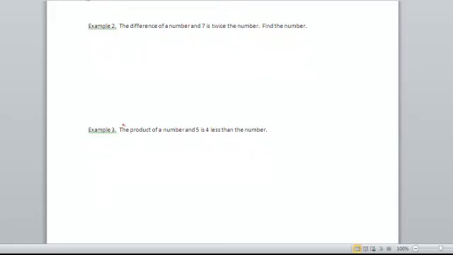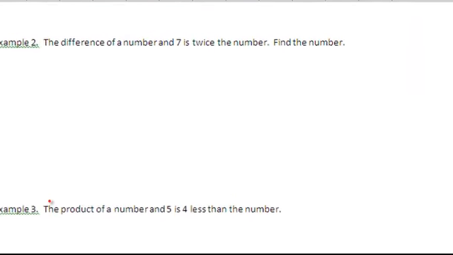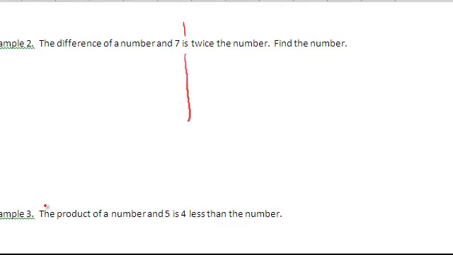Example 2. The difference of a number and 7 is twice the number. Well, there's that word is again. So there's where I'll divide it. There should be an equal sign. Twice the number is the same thing as saying 2 times the number. So that's 2x, and that's the whole right-hand side.